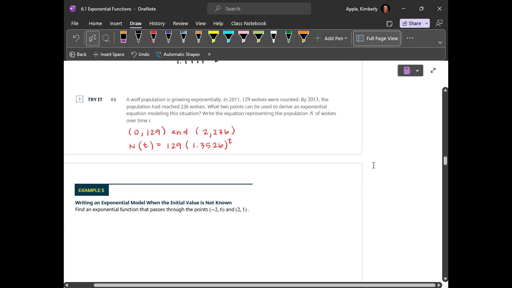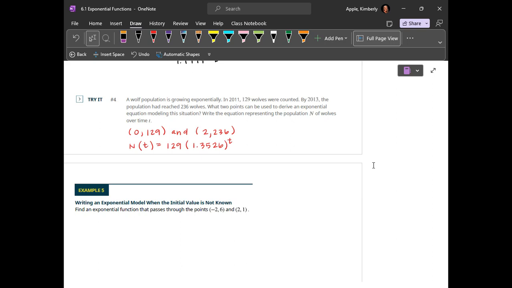So if you want to give one of those a try, I encourage you to pause the video, see if you can get what I got. This is the identification of the 2 input-output pairs along with the function I wrote as a result using the same method that I just showed you.